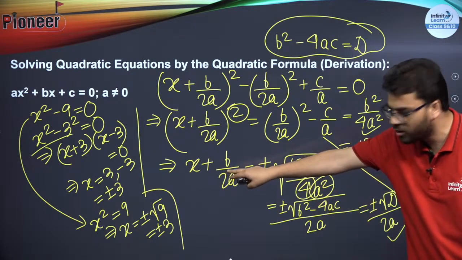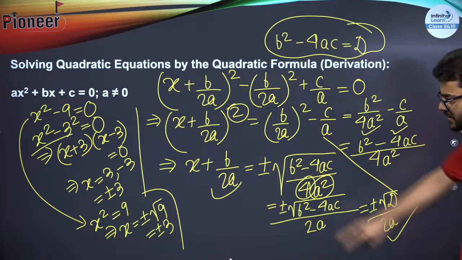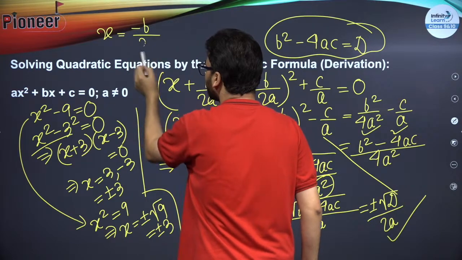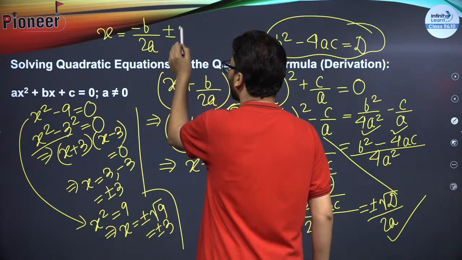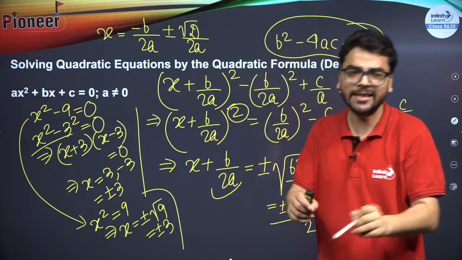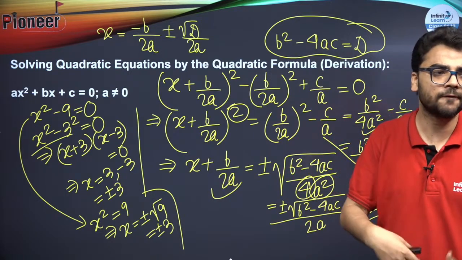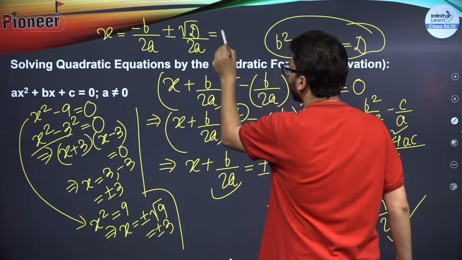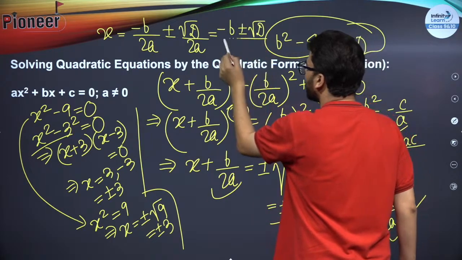Now I want to find the value of x from here. So what will I do? My b by 2a I will take on the other side of the equation, that's it. So I will get x is equal to minus b by 2a, plus minus root d upon 2a. You got this logic? This is not in the syllabus, guys. This is the derivation of the formula, Nikleshwar. It is never asked in your school examination. Minus b plus minus root d upon 2a.